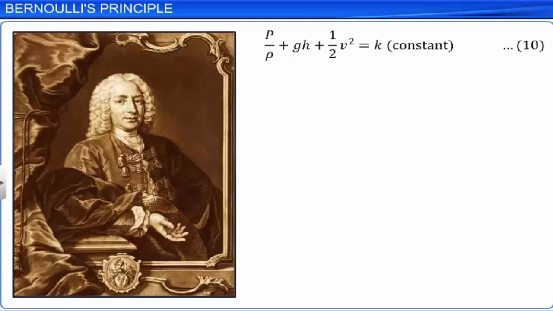We can also represent this equation as P plus ρgh plus half ρv square is a constant. Thus, in a streamlined flow of an ideal liquid, the sum of the pressure energy per unit volume, potential energy per unit volume and kinetic energy per unit volume is always a constant at all cross sections of the liquid.